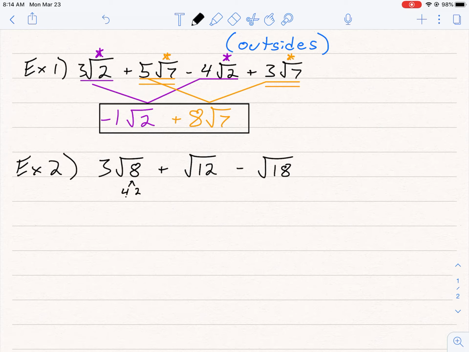For 8, that is 4 and 2, and then 4 is 2 and 2. For 12, that's 4 and 3, and then 4 is 2 and 2 again.